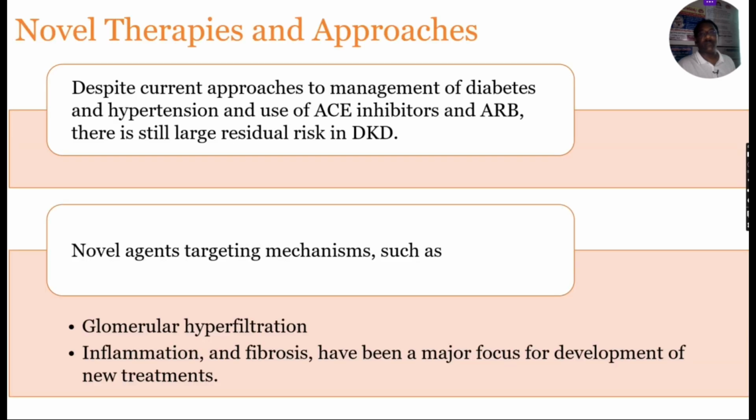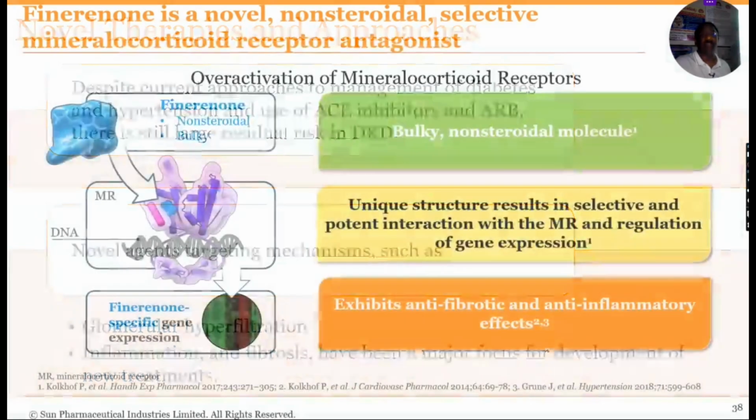So what are the novel therapies? Despite the current approaches to manage diabetes and hypertension, including ACE inhibitors and ARBs, there is still a large residual risk in DKD. Even though we use all these things, there is still a big residual risk in DKD. So novel agents targeting mechanisms such as glomerular hyperfiltration, inflammation, and fibrosis are a major focus for the development of new treatments.